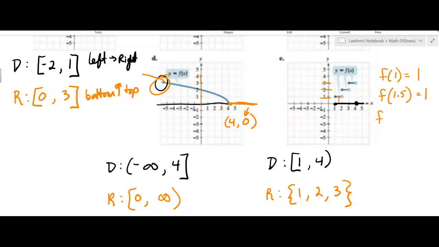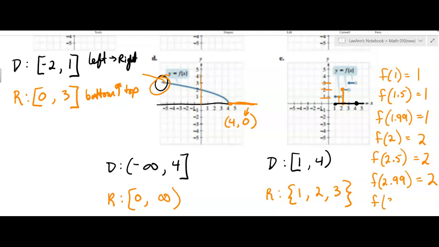Think about f of 1.99. Still getting an output of 1. Now what happens at f of 2? Now I get an output of 2. So when I get to the 2, I'm jumping up and I'm getting up there to 2. What about f of 2.5? Still getting 2. What about f of 2.99? Still getting 2. Okay, but what happens at f of 3? Now I'm getting an output of 3. Because now I'm here and I'm jumping up and I'm getting 3.